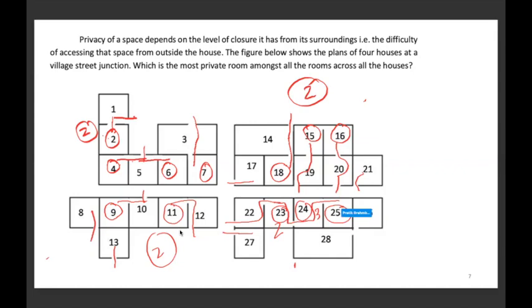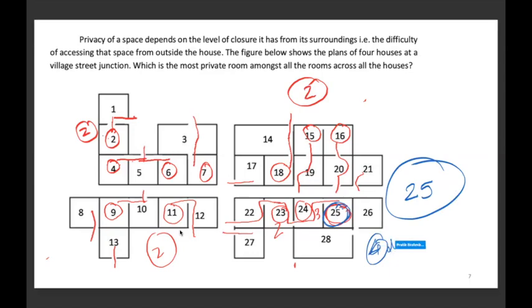So the most private space in this cluster will be the space 25, for which you will have to move through 4 doors. That's why number 25 is the most private one. Okay, we'll move to the next one.